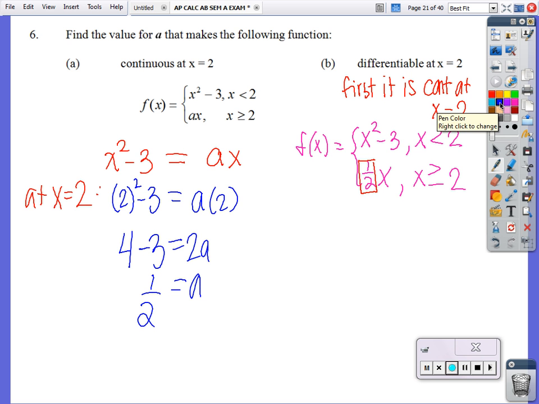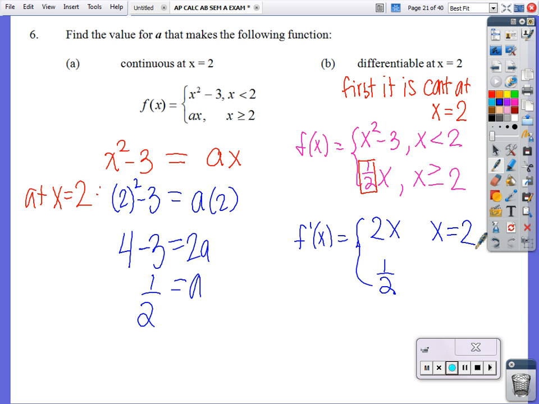So we're going to double check. How do we check if it's differentiable? We want the derivative from the left and from the right to be the same. So the left side's derivative would be 2x. The right side's derivative would be 1/2. We're checking at x equal to 2. So the left-sided derivative would be 2x, the right-sided derivative is 1/2, and we're checking at x equal to 2. So I'm going to substitute in my 2, and I get 4 is equal to 1/2.